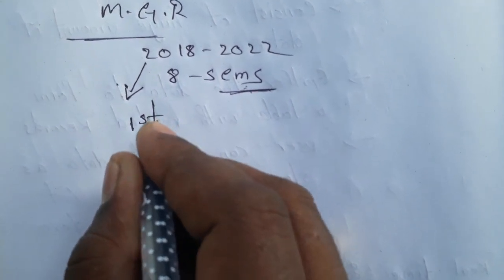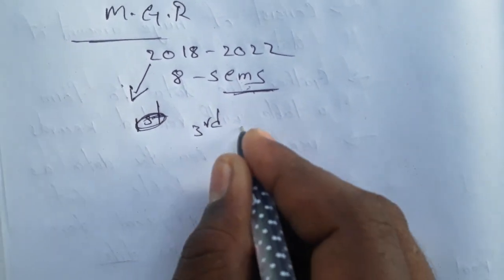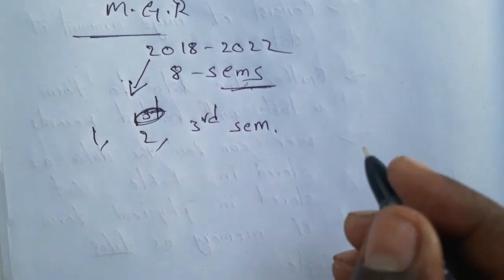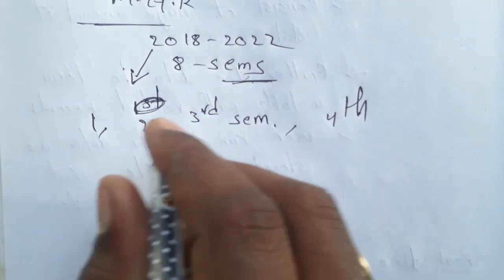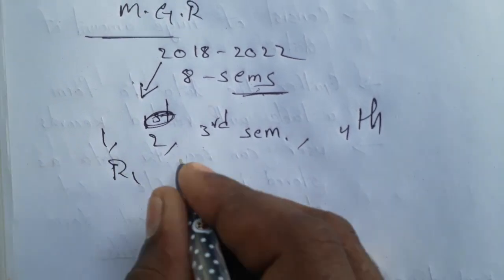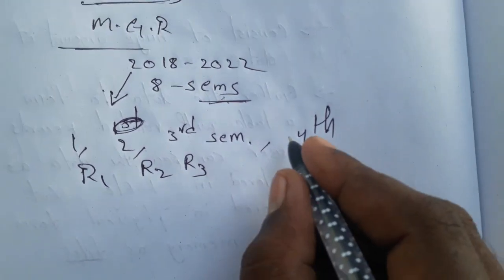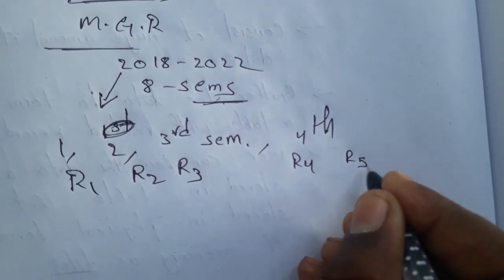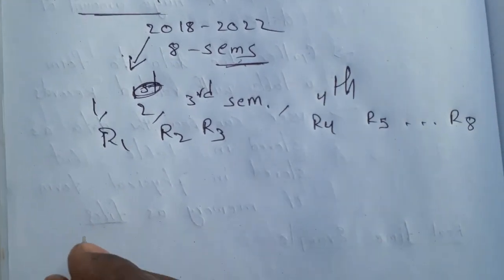But how does that storing happen? For example, I'm a student in batch 2018 to 2022, so I'll get the first sem result. Now I'm in second year, I completed my first sem, second sem, and just now I completed third sem and entered into fourth sem. Consider the first sem result as record 1, the second sem result as record 2, the third sem result as record 3, the fourth sem result as record 4, and record 5, up to record 8.